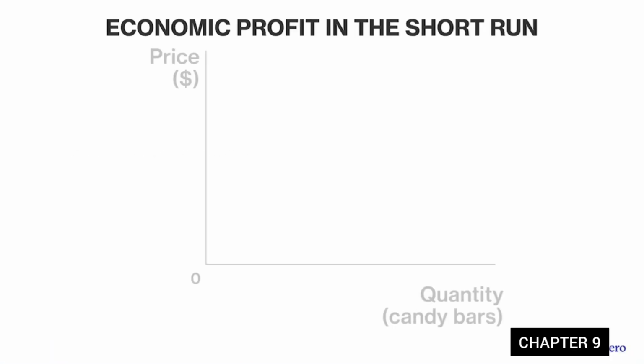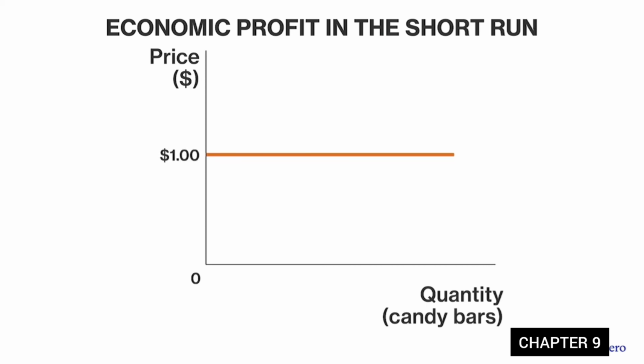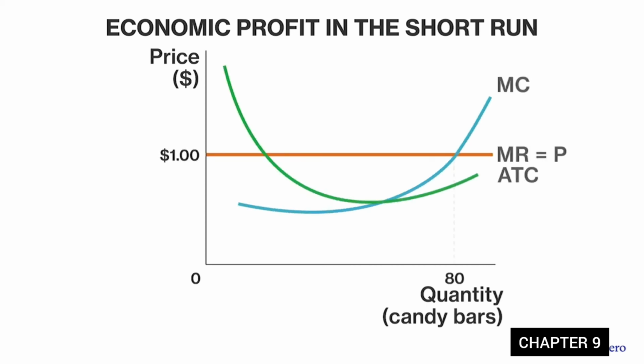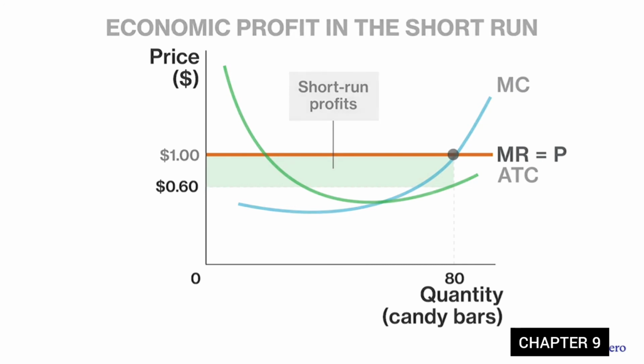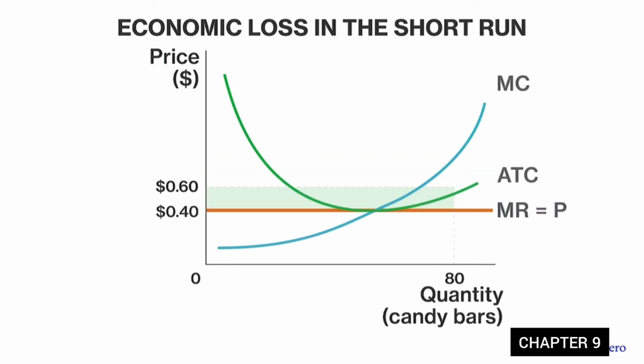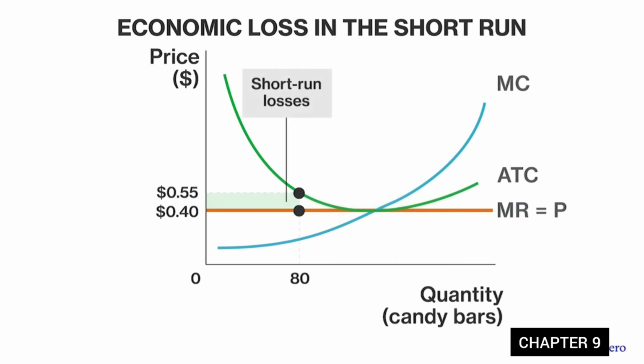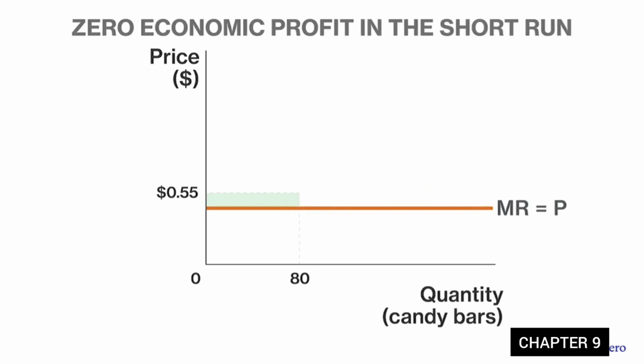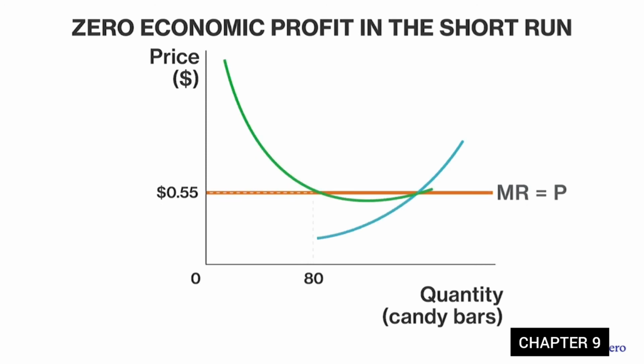For example, suppose a candy bar company is producing candy bars for which the market price is $1. If the average cost of producing 80 candy bars is 60 cents, the firm finishes with a profit because price is greater than the average total cost at the profit maximizing point. Suppose instead the market price drops to 40 cents per candy bar, but the average cost of producing and selling a candy bar is 55 cents at the optimal quantity. The firm is operating at a loss. If prices are equal to the minimum average total cost, then the firm will break even and earn no economic profit.